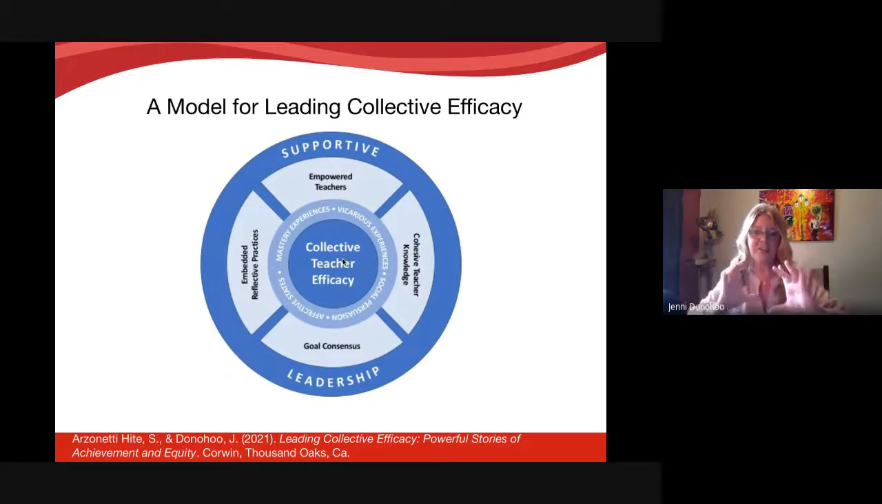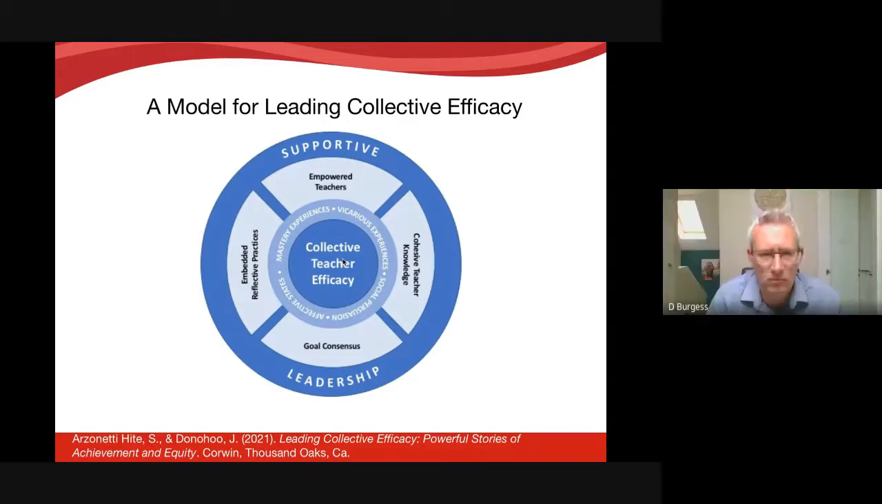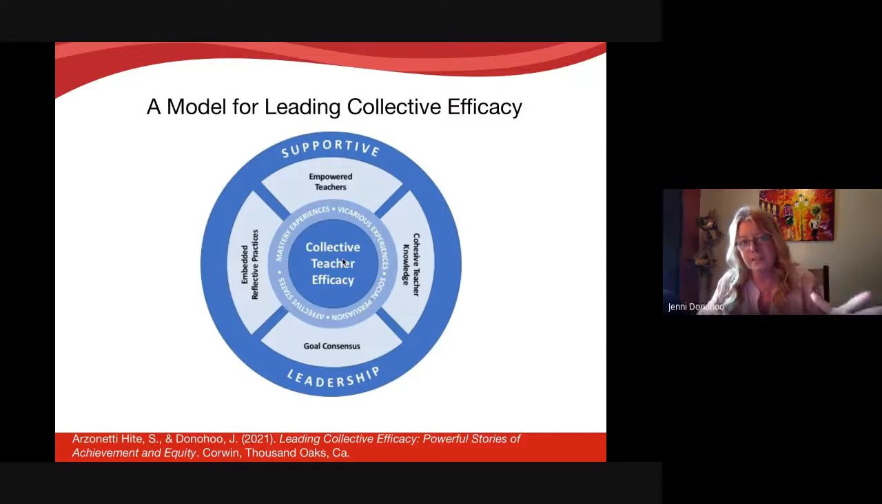You'll notice collective teacher efficacy, of course, in the center, and the circle directly around that holds the sources I referred to earlier, the four sources that shape people's beliefs and groups' beliefs about what they're capable of accomplishing: mastery experiences, vicarious experiences, social persuasion, and affective states. People chatting in the pod will usually say that supportive leadership envelops the entire model. Then there are four other enabling conditions, including the empowerment we've been talking about, cohesive teacher knowledge, goal consensus, and embedded reflective practices.